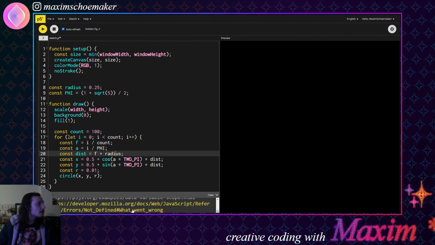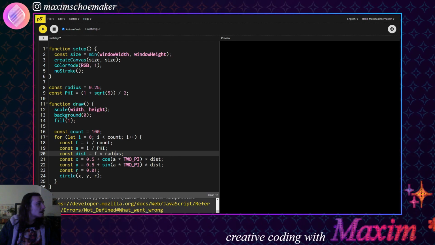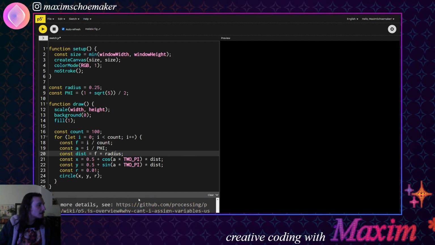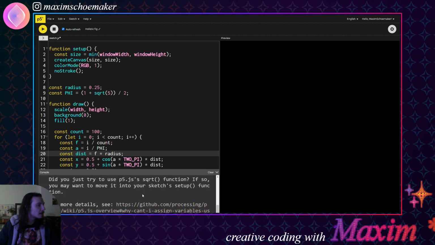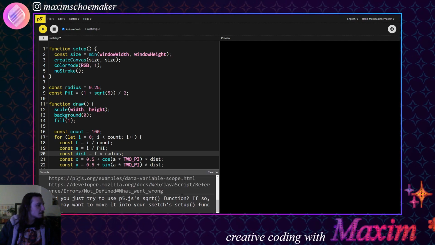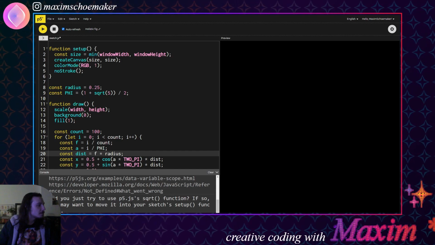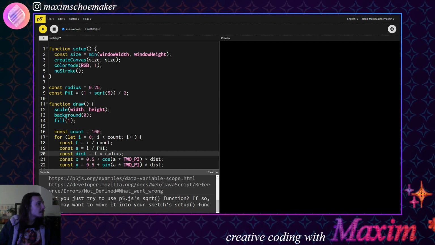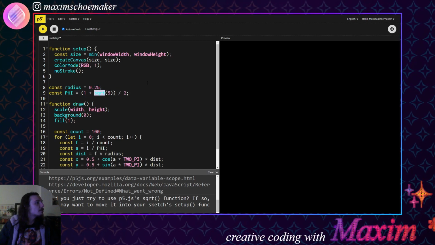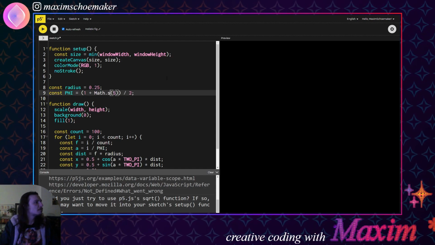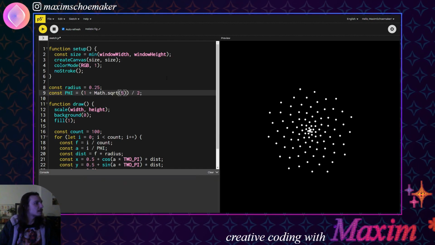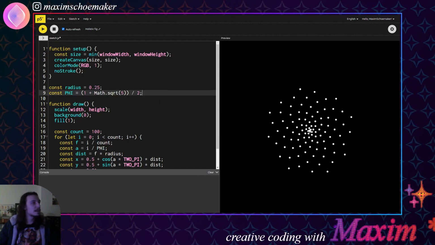Square root function. Did you try to use the square root function? If so, you want to move it into your sketch's setup function. Oh. Can I do it with... Oh, right. Okay. That was kind of weird.